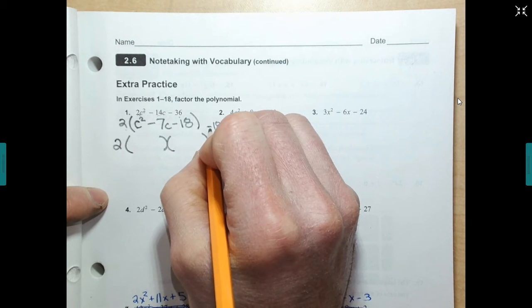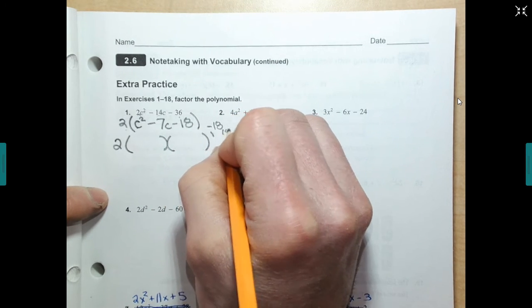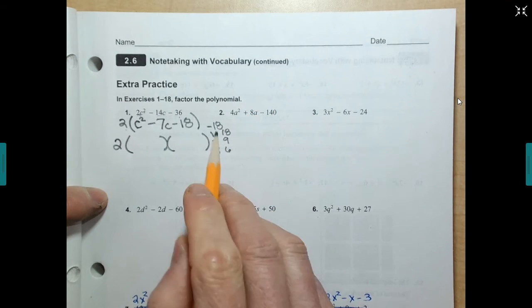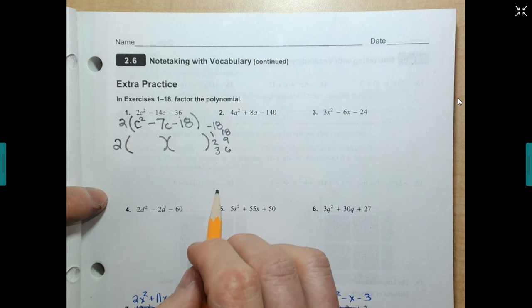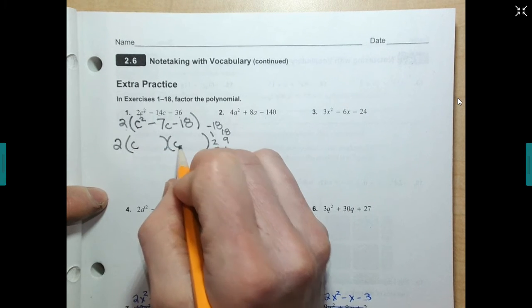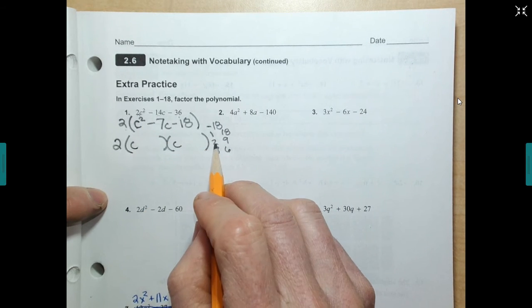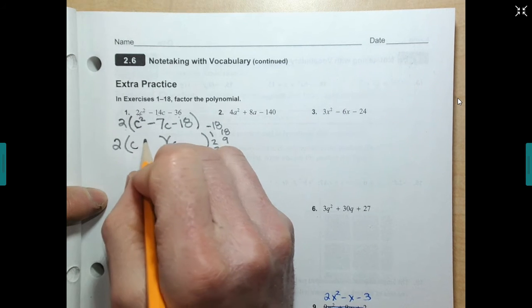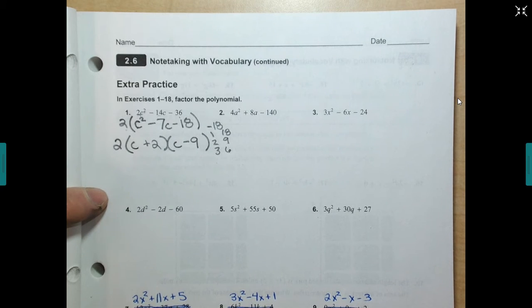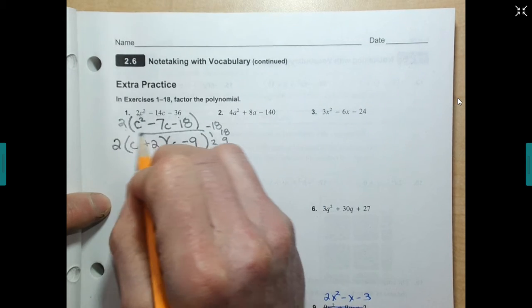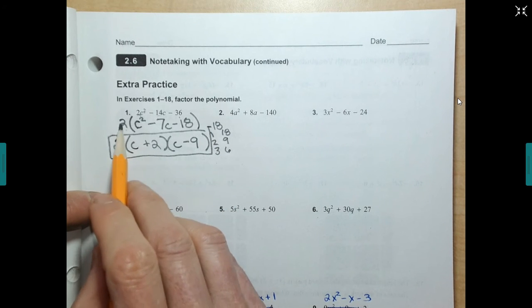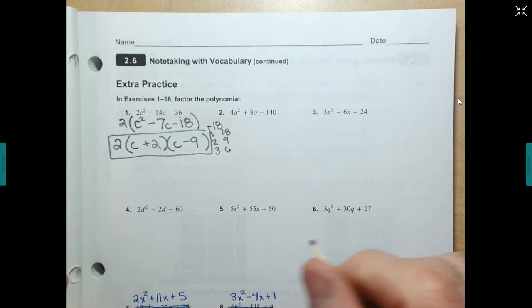So I have negative 18: 1 and 18, 2 and 9, 3 and 6. And I have to get to a negative 18, so that means one of these has to be negative. I have to get to a negative 7. So, oops, I should always put my c's in first. Positive 2, negative 9. So that gives me a negative 7c. Please do not lose this 2. That is part of the problem. That is part of the answer, or the solution.